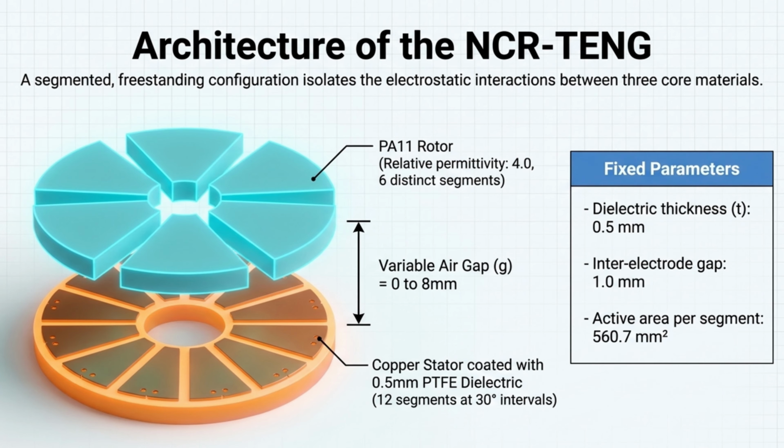Now, we will see the architecture of the TENG that I will be modeling. This is the device that I have modeled: a rotor with 6 segments made of a nylon called polyamide 11, and a stator assembly below it with 12 electrodes coated with PTFE. For this experiment, I have fixed every other parameter: the thickness, the electrode gap, the area. Only one thing changed in my study: the air gap, which I will sweep from 0mm to 8mm. To study this, I have built a 3D finite element model in COMSOL Multiphysics. I will be rotating the rotor for 360 degrees and record all the outputs that I get.